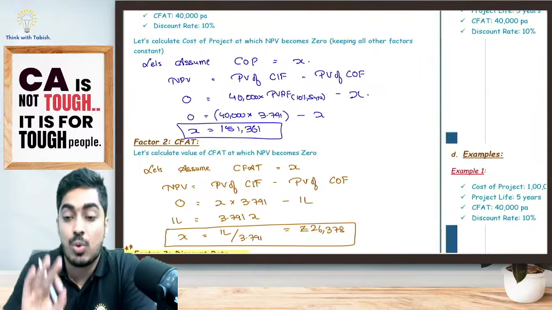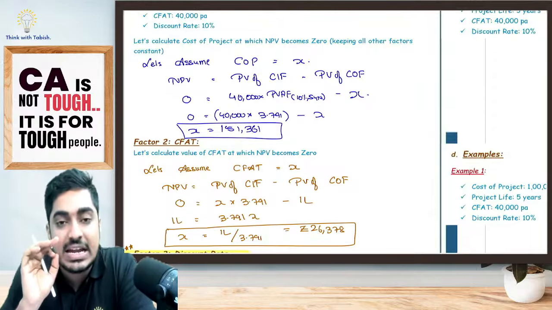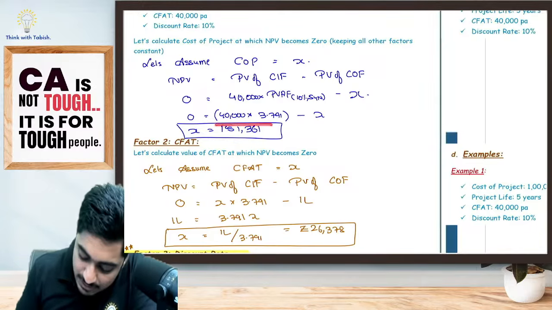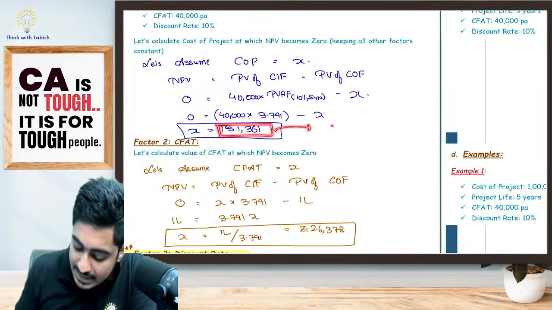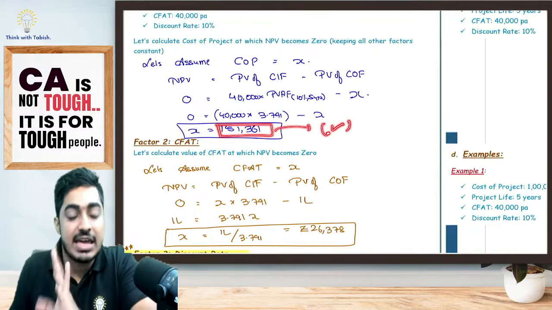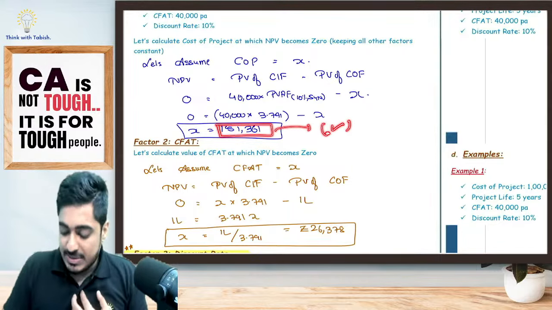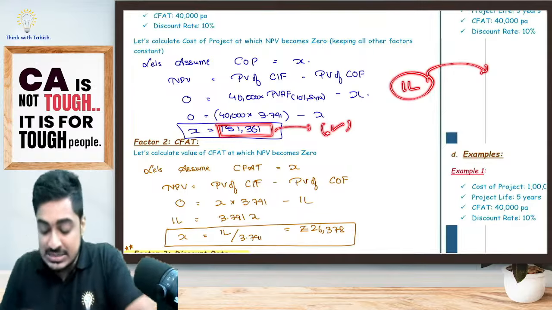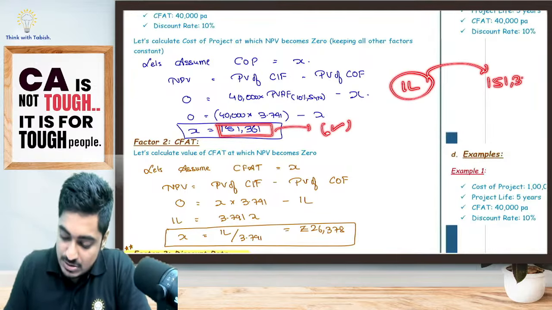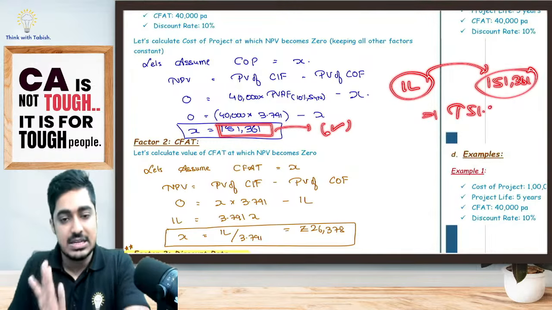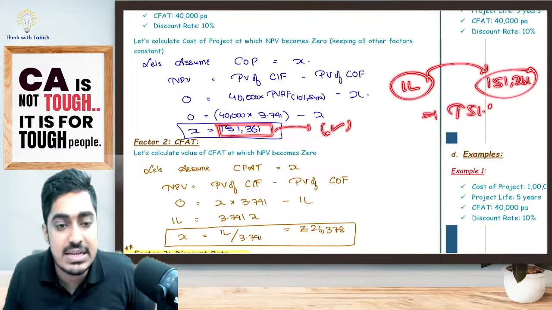1,51,361. What does it mean? It means that even if my cost of project becomes 1,51,361, I am okay. If it goes beyond that, I am not okay with this. My estimation was that cost of project is 1 lakh. Okay, boss, it went in adverse direction. Even if it became 1,51,361, that is, even if it increased by some 51 percent, I am okay with that. Is this clear?